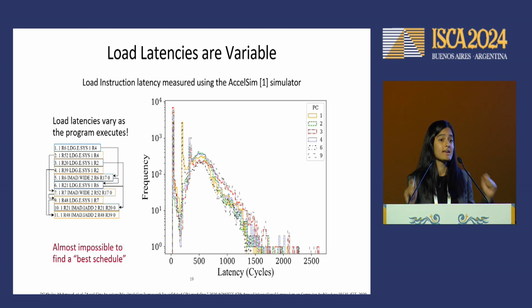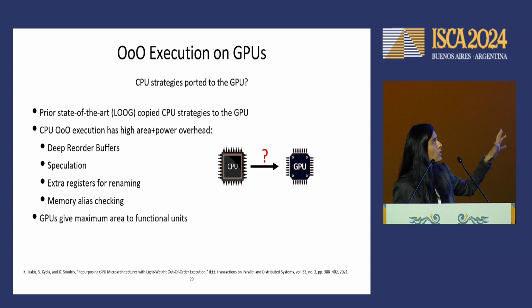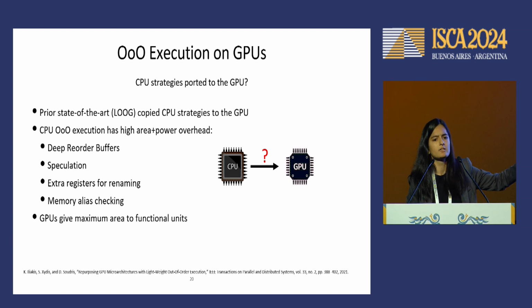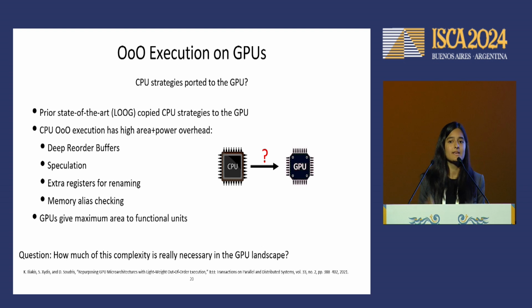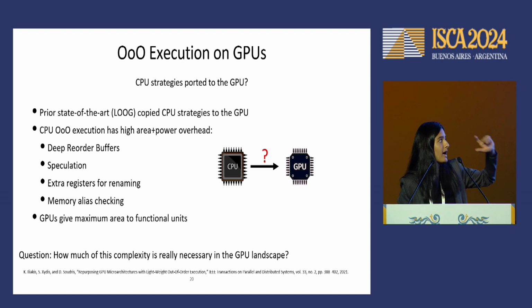So yes, there is opportunity for out of order on the GPU. And prior works have looked into it. So Luke, which was the prior state-of-the-art work, simply copied CPU out-of-order strategies over to the GPU. But the GPU architecture is different, and so are GPU workloads. And so it becomes increasingly important for us to reevaluate: 1, where do we want to place the out-of-order engine on the GPU? And 2, which out-of-order optimizations do we actually want to do?